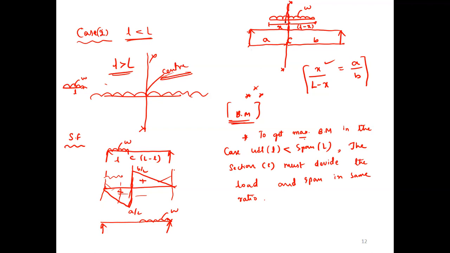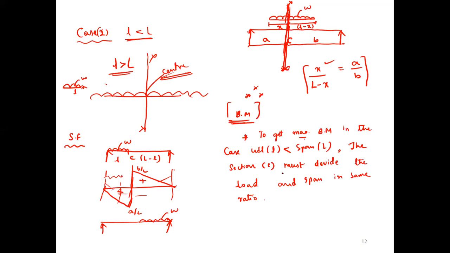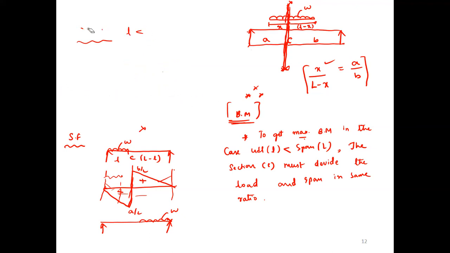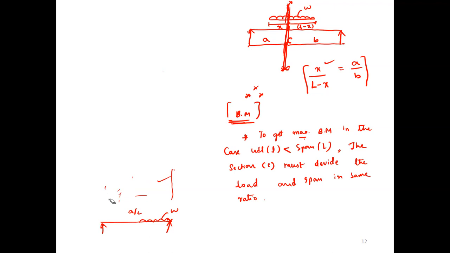Here, where can you expect the absolute bending moment? This is the absolute bending moment. You must divide a section, that is the load and span, in the same ratio. Then only you get the absolute or maximum bending moment under this kind of situation. So I will give a simple question, as an MCQ. You will try to answer this. So that completes the UDL. Next we can move to point loads, that is train of concentrated point loads.